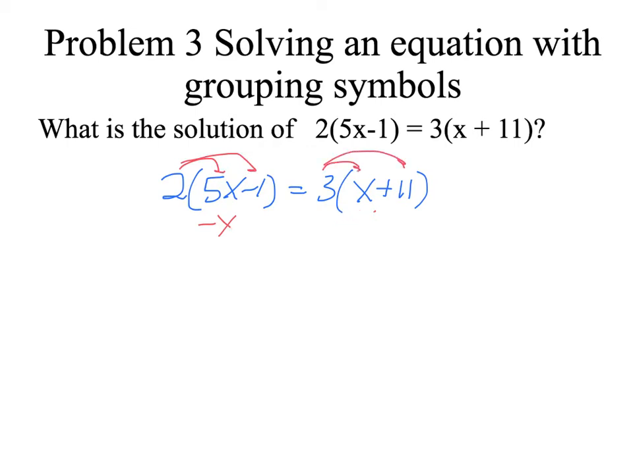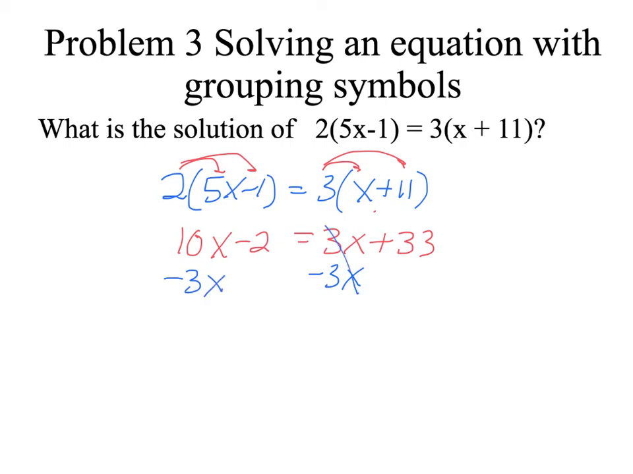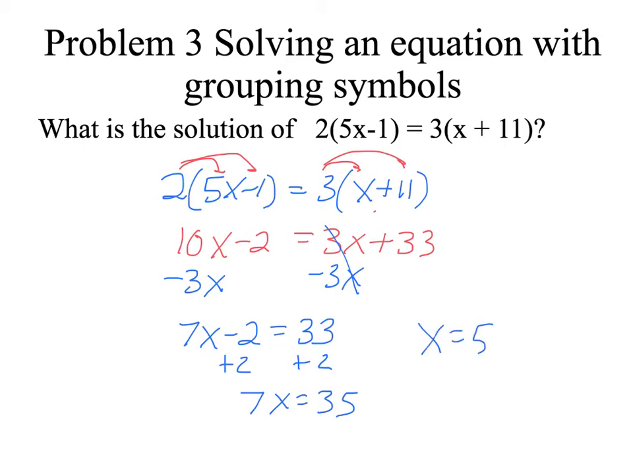Because it's really not going to be x, it's really going to be 3x, right? So the distributive property, we get 10x minus 2, and then 3x plus 33. Now think about which variable you want to move so that you don't have to move negatives. I would say subtract 3x from both sides so that 3x minus 3x cancels out. So we get 7x minus 2 equals 33. And then finish the two-step equation. Add 2 to both sides. 7x equals 35. Divide both sides by 7, and you get x equals 5.